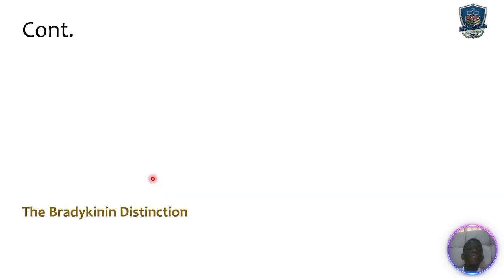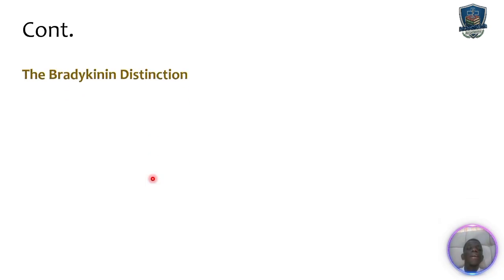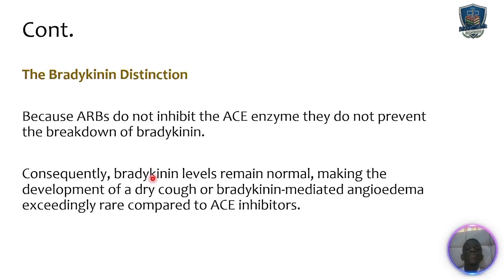Let's continue. There's something called bradykinin distinction. Remember, there's something you have to know about the adverse effect when it comes to ACEIs, the ACE inhibitors, whereby ACE inhibitors lead to accumulation of bradykinin. The ARBs, the angiotensin receptor blockers, have no impact on the angiotensin converting enzyme. They only block the receptors. So that being said, our ACE will be there, and there will be no impact when it comes to levels of bradykinin. So that you have to understand.